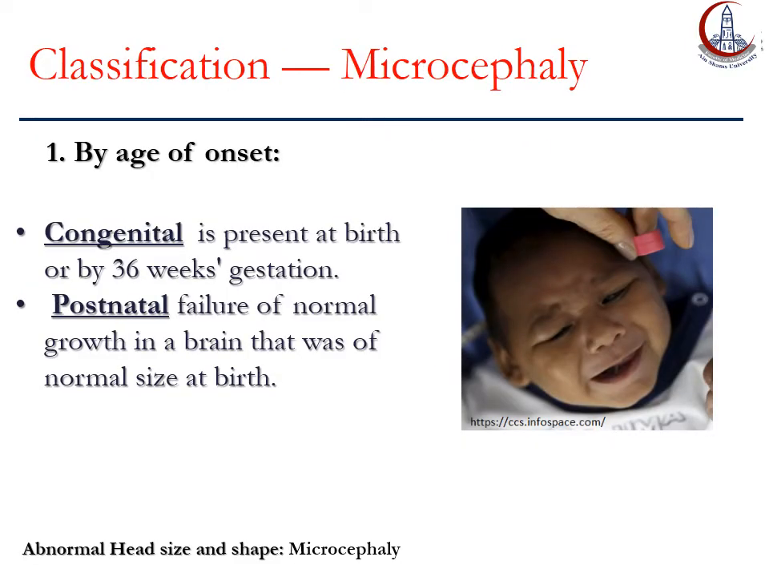We can classify microcephaly according to the age of onset into congenital, which means presence of microcephaly at birth or by 36 weeks of gestation, or postnatal, usually acquired, which is failure of normal growth in a brain that was of normal size at birth.